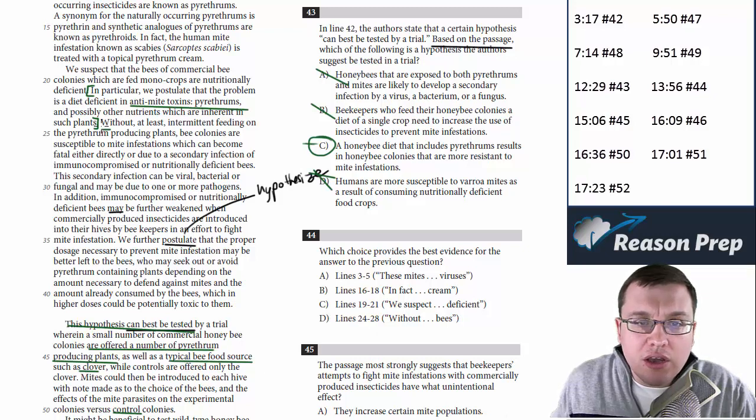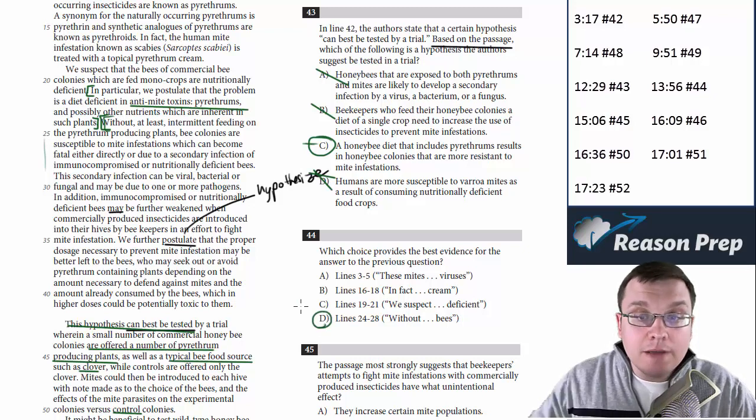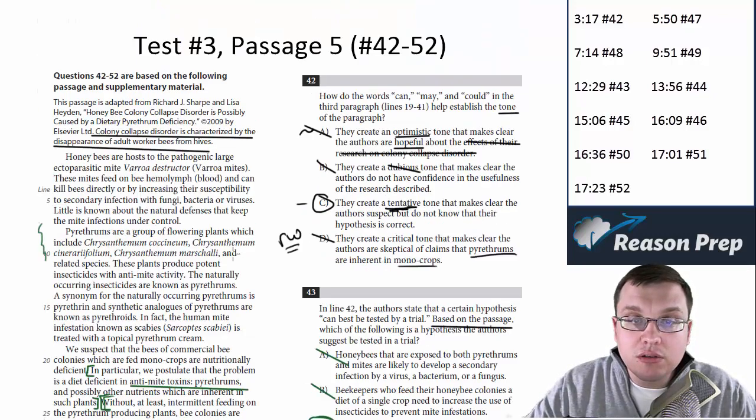Or maybe this right here. "Yeah, without at least intermittent feeding on the pyrethrum-producing plants, bee colonies are susceptible to mite infestations, which should become fatal either directly or due to a secondary infection," blah, blah, blah. So this looks pretty good. Looks like lines 24 and on. So that's D. We'll just check the rest.